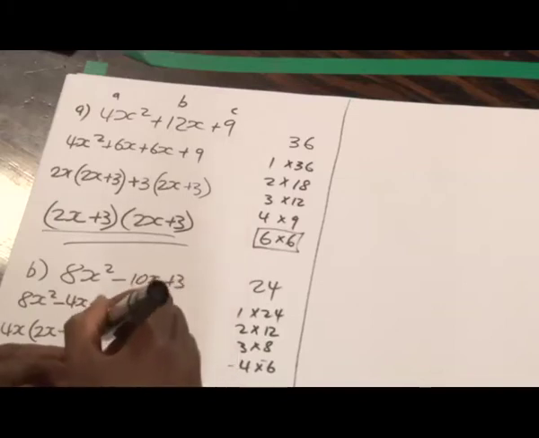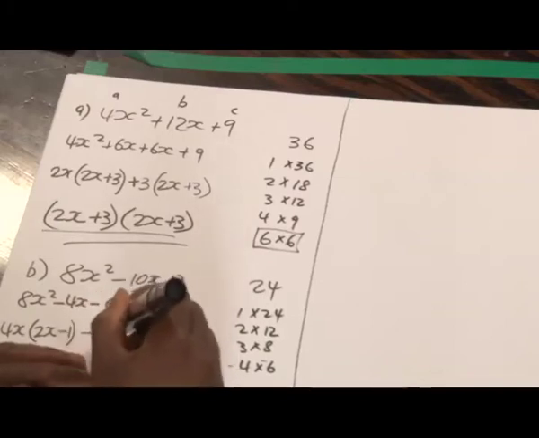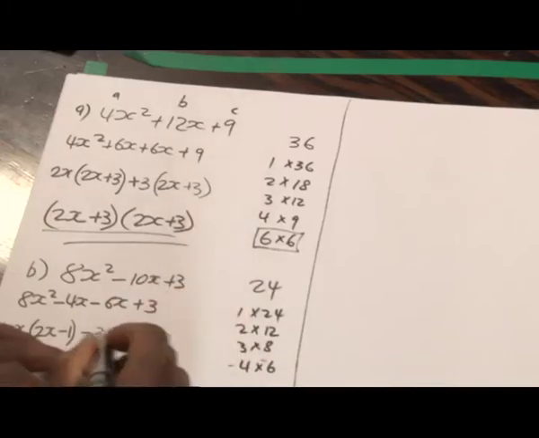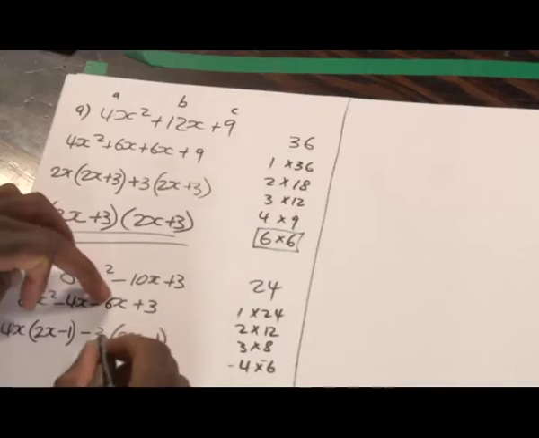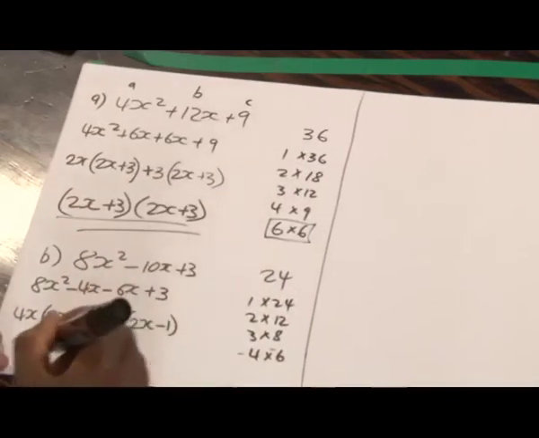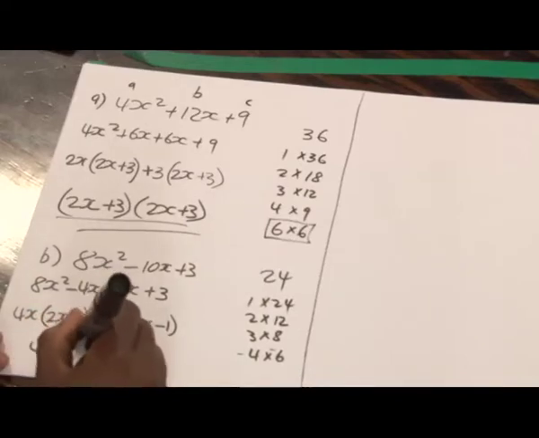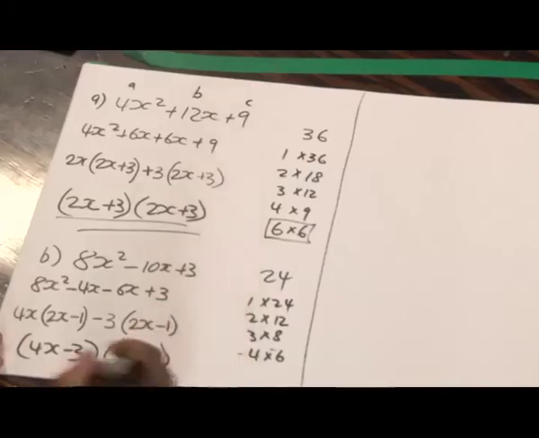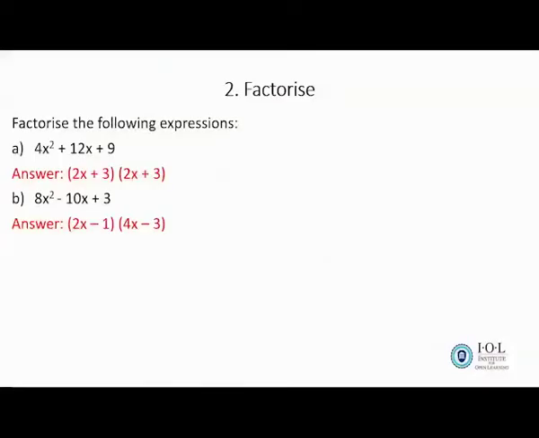What's common here is the 3, minus 3 into 2x minus 1. Because negative 3 times 2x gives you negative 6x. Negative 3 times negative 1 gives you positive 3. Then your answer will be 4x minus 1 and 2x minus 1. Those are the answers we have on the screen.